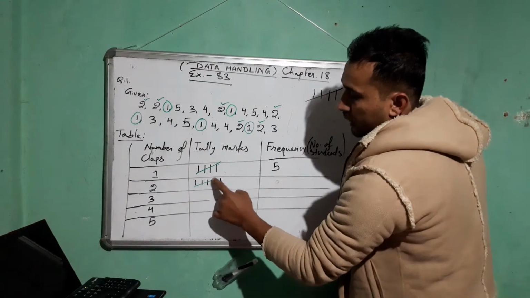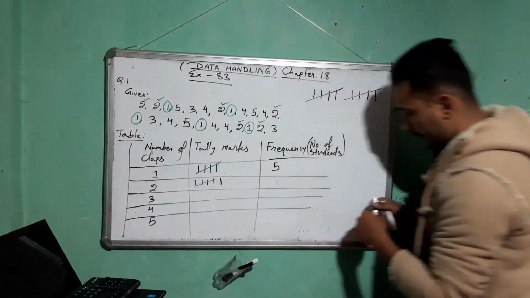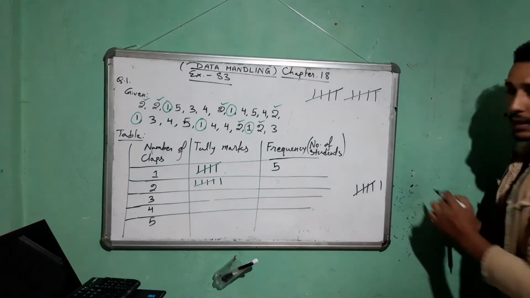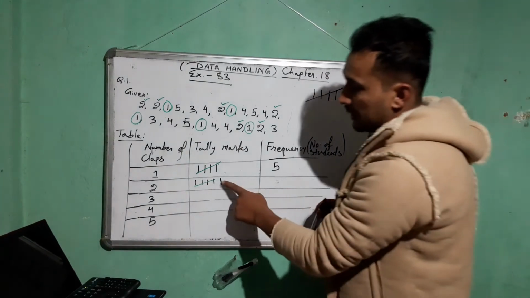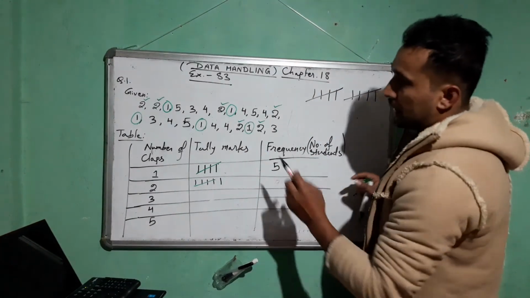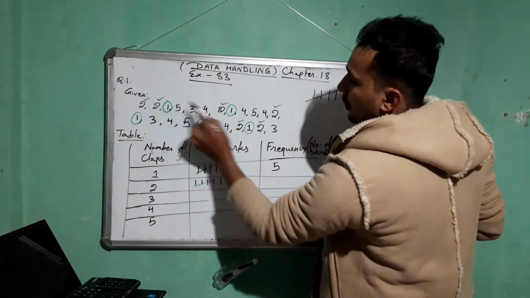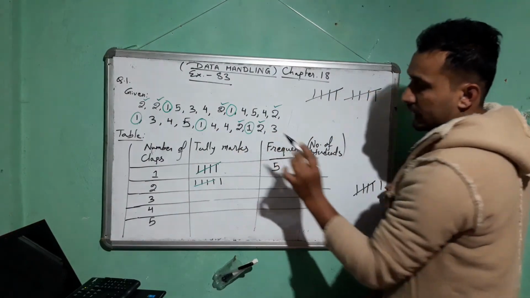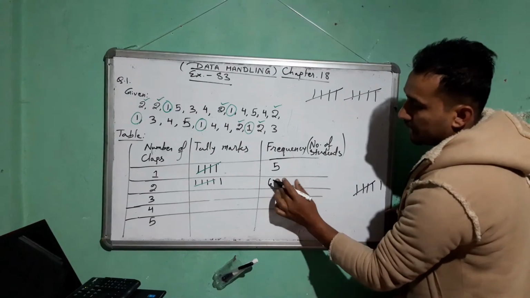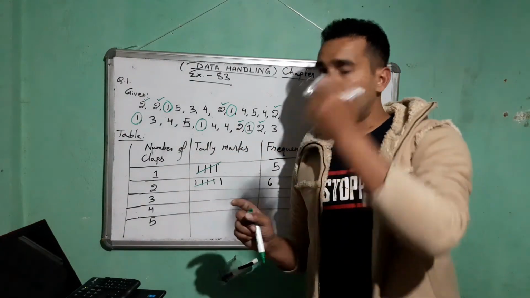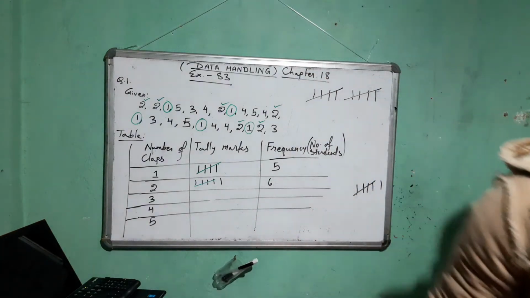1, 2, 3, 4, 5 and 6 like this. Okay, remember this part. Tally marks. Let me count once again. 1, 2, 3, 4, 5 and 6. So here you have to write 6. Frequency: the number of students who clapped twice while throwing the ball is 6. Okay.